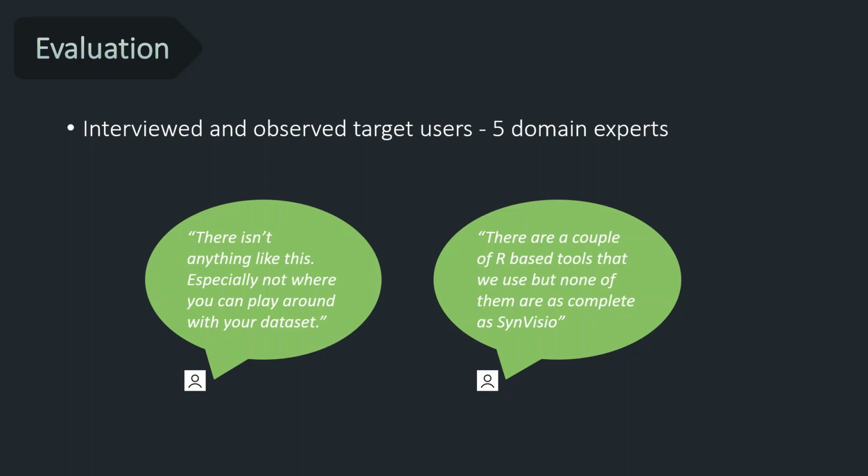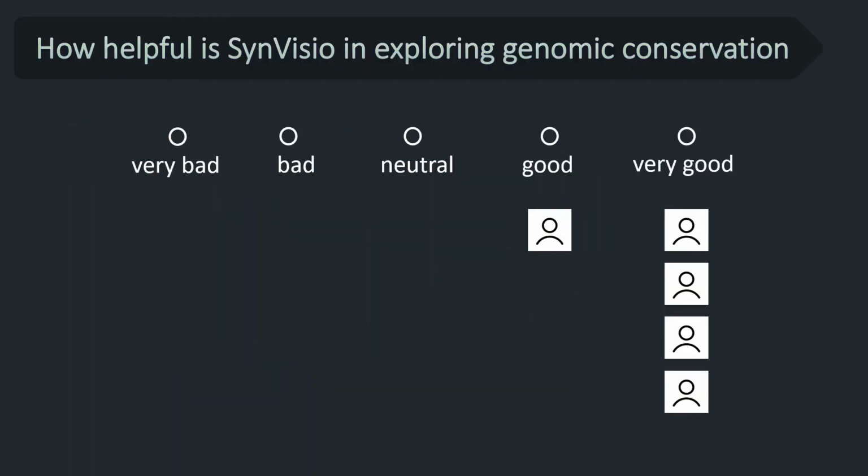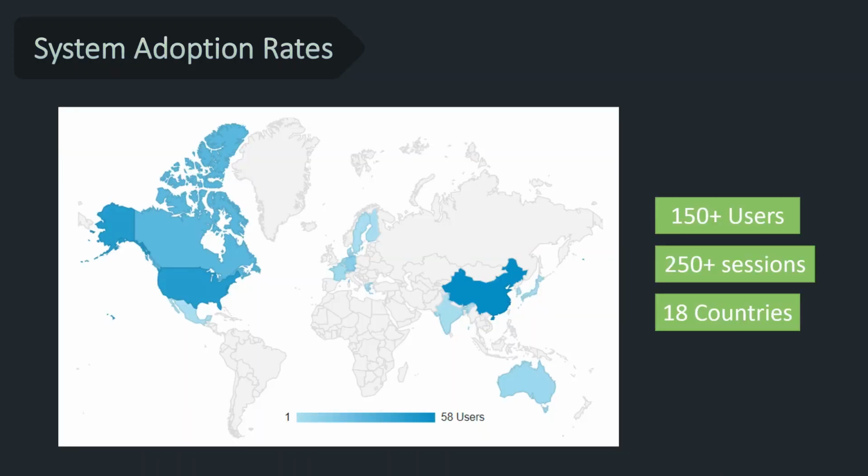We summarized the detailed feedback from the experts in the form of case studies, which are explored in detail in our research paper. We also asked these experts to rate the usability of our system in exploring genomic conservation on a 5-point scale, from very bad to very good. And 4 out of 5 experts gave the system the highest rating of 5, and 1 researcher gave it a rating of 4.